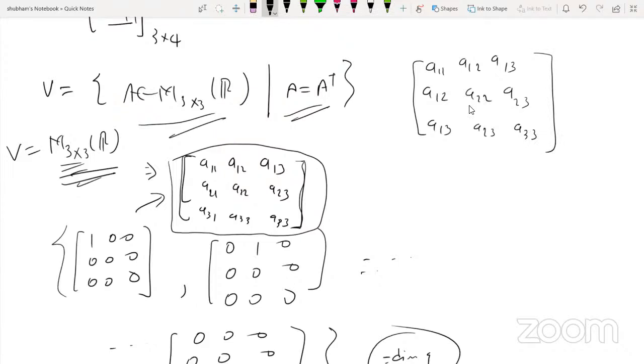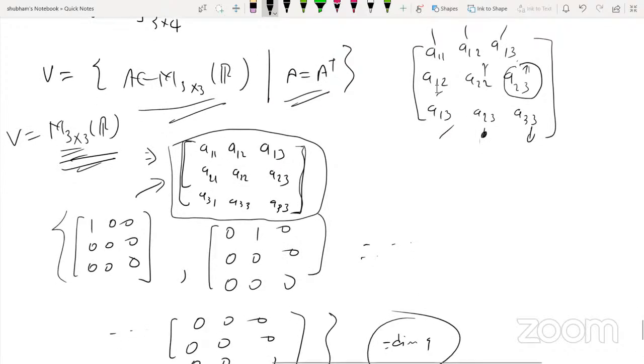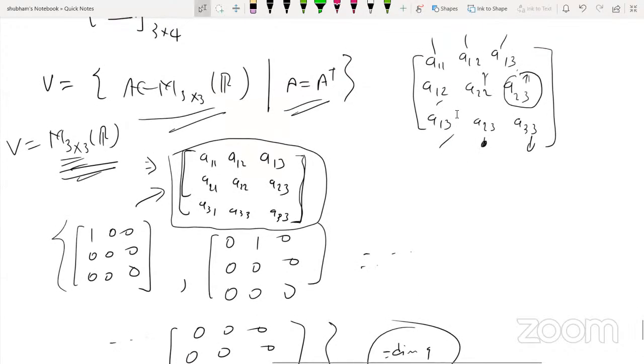Now see how many entries you can independently give. This one, this one, this one. This is the same, this is the same. Otherwise, if you give this entry some value here, it will automatically come here also. It is not upper or lower triangular. It is symmetric.